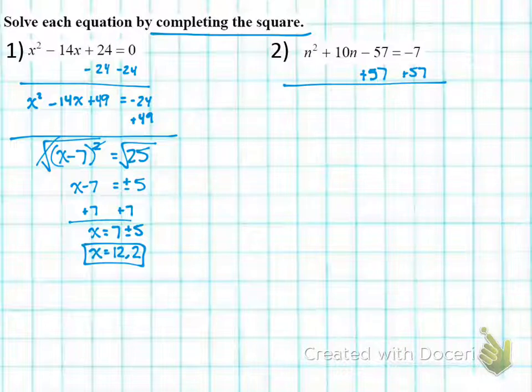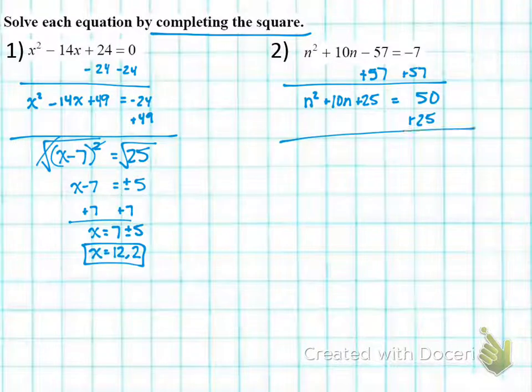When I do that, I get n squared plus 10n is equal to positive 50. Okay? I left a little space here to complete the square, so I'm looking at the b term here. Okay? The b term is positive 10. Half of positive 10 is 5. All eyes up here. Don't forget to look. Half of 10 is 5. 5 squared is 25. So I can add 25 to both sides.